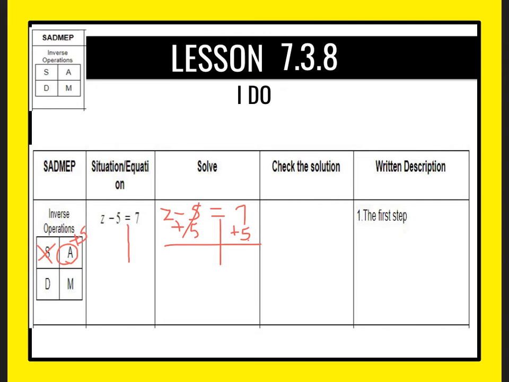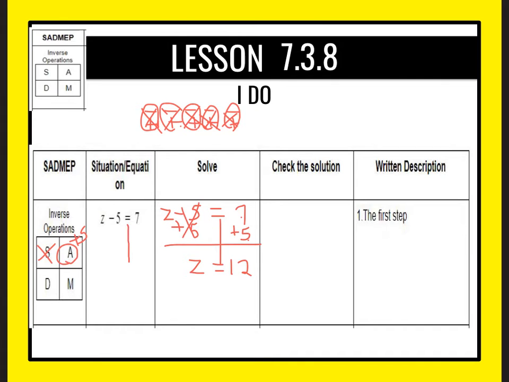So minus 5 and plus 5. I don't know if you remember your integers from last year, but I'm just going to recap at the same time. If you have negative 5 and positive 5, this forms a zero pair. So that pretty much cancels themselves out. So I end up with that number that I'm looking for on the left side, which is z, some number. 7 plus 5 is 12.